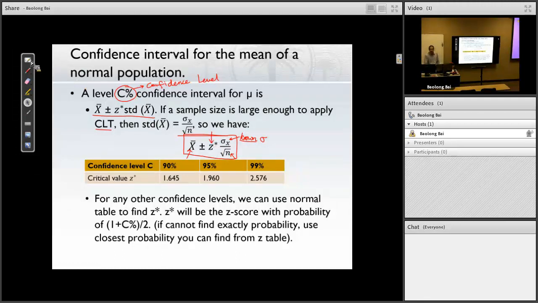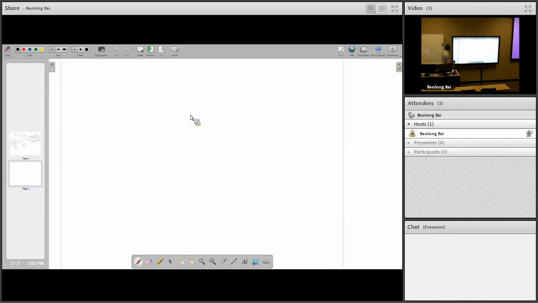How do we find the z star value? Z star is related to the confidence level. For different confidence levels, you're going to have a different z star value. Then what confidence level are we supposed to use? That depends on you as a researcher. When you make estimations, how confident do you want your estimation to be? Do you want a 90% confidence level? 99%? Or 99.9%? You have to make a decision.